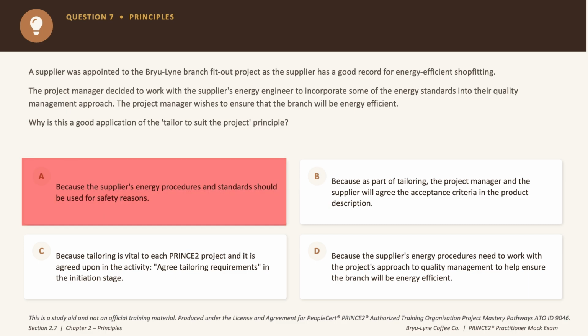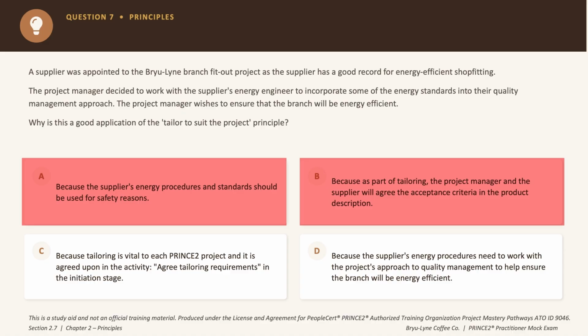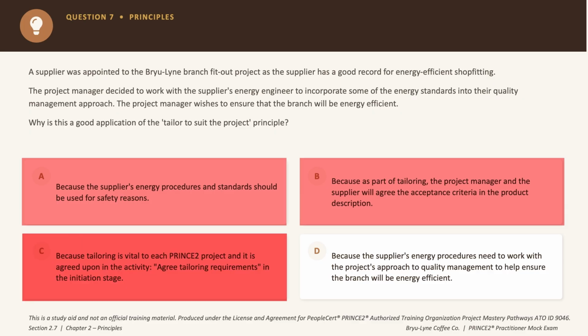Option B says the project manager and the supplier will agree acceptance criteria in product description. Now it's true generally, but if you think about it, it doesn't explain why adopting the supplier standards is good tailoring. Okay, focus on the why. Eliminated. Option C says tailoring gets agreed in the agree tailoring requirements during initiation. Now it's accurate generally speaking, but this project, if you think about it, is past the initiation phase, okay? So it does not fit the moment or the stage that has been described as part of the scenario.